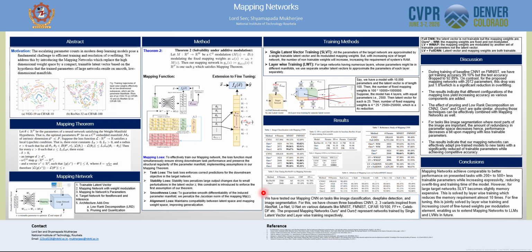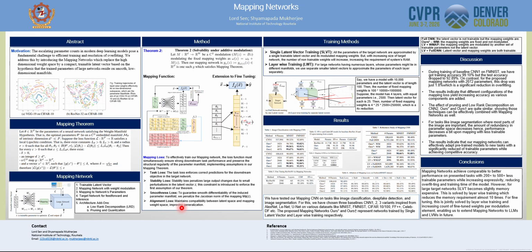To ensure that the learned manifold remains smooth and stable, we introduce a mapping loss consisting of 4 components. First one is the task loss, which ensures good downstream task performance. Second is the stability loss, which penalizes large output changes due to small perturbations. The smoothness loss, where we regularize the Jacobian norm to preserve the differentiability and smoothness of the manifold. And finally, the alignment loss, which improves the compatibility between the latent vector and the mapping weights.